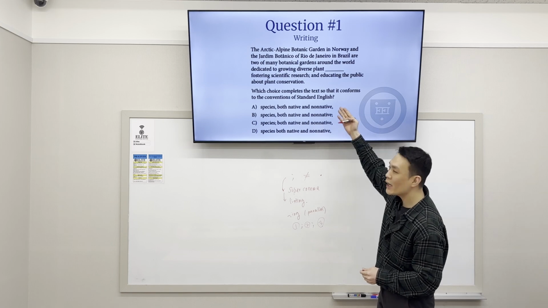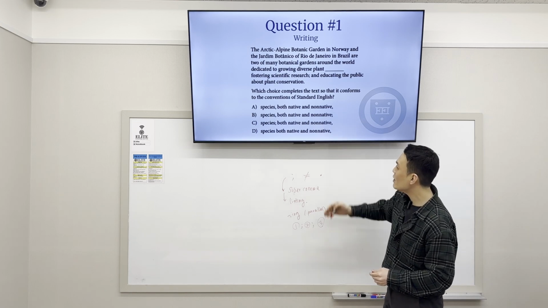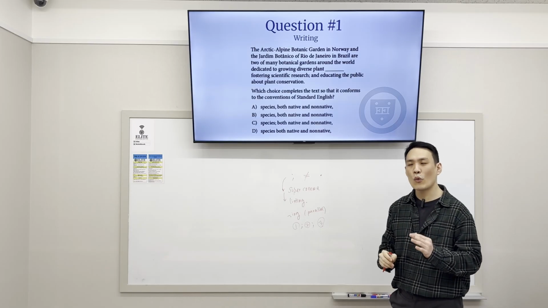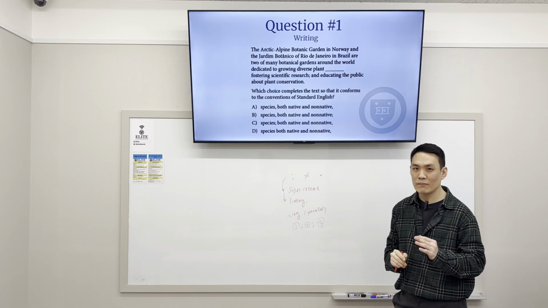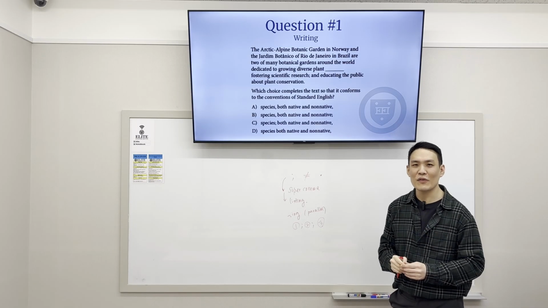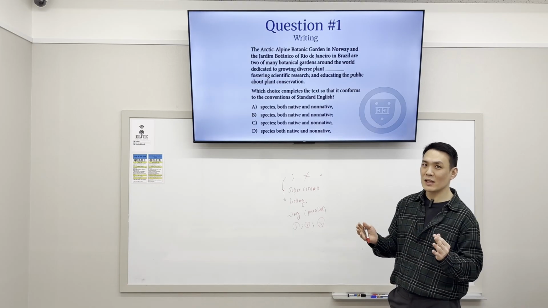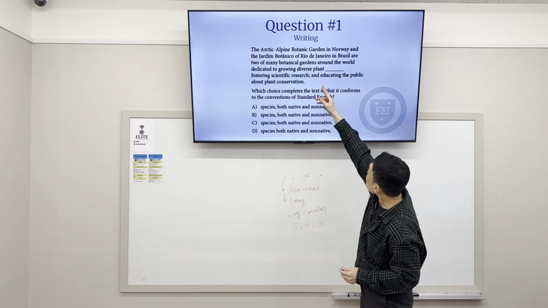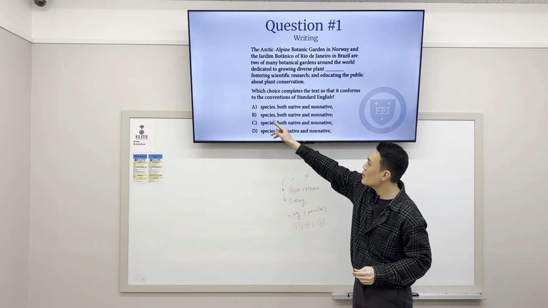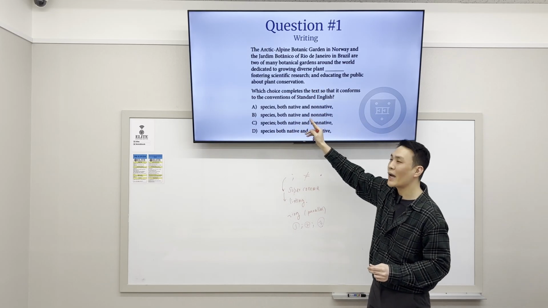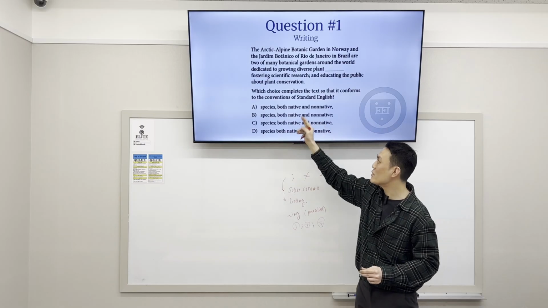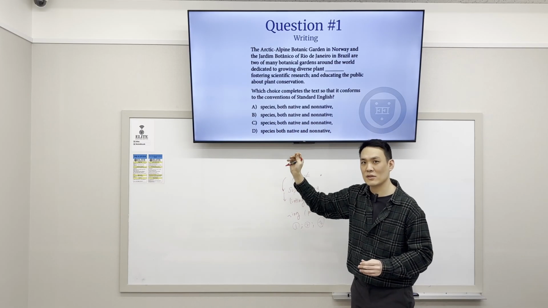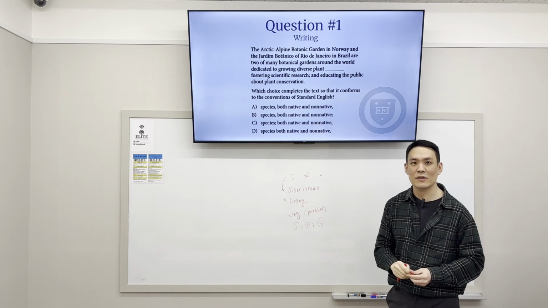So A, no semicolon, and D, no semicolon. Between B and C, where should we place the semicolon? At the end of item number 1. And what's the end of item number 1? This one: growing diverse plant species, comma, both native and non-native. Why? Because this is non-essential information describing the diverse plant species. So B is your answer.